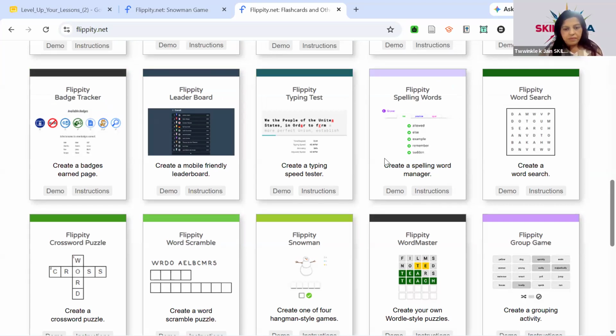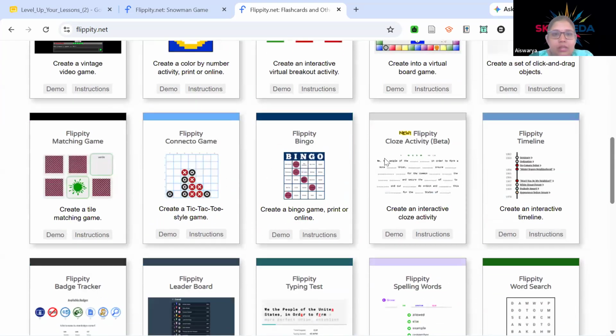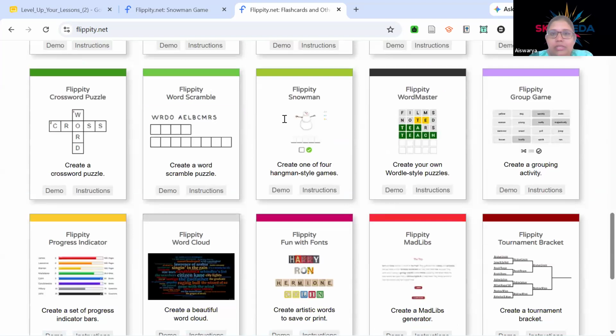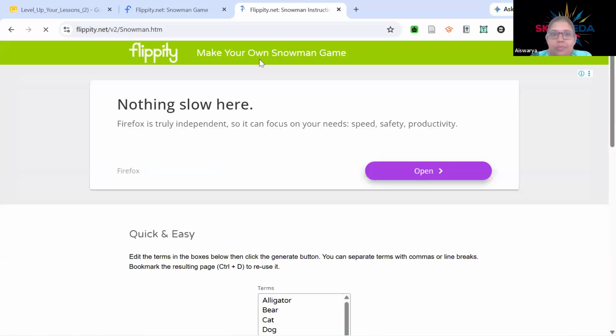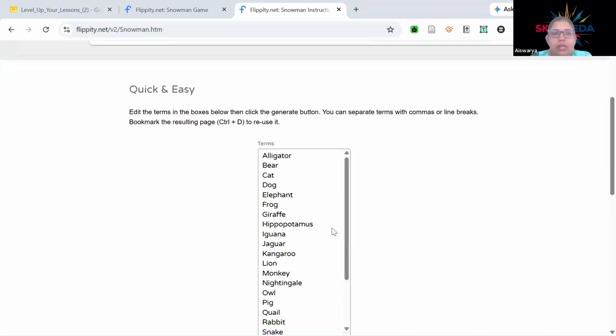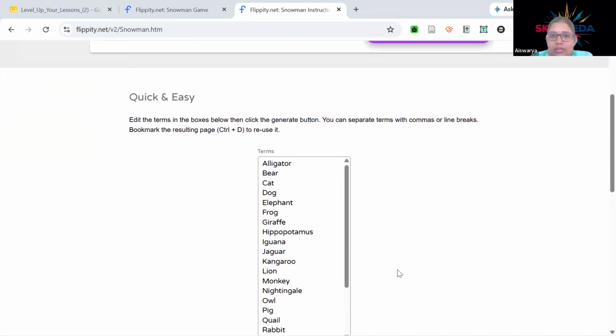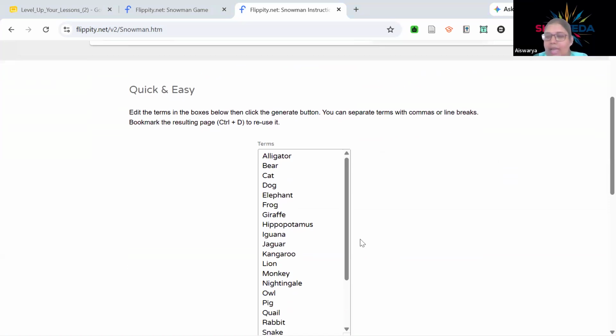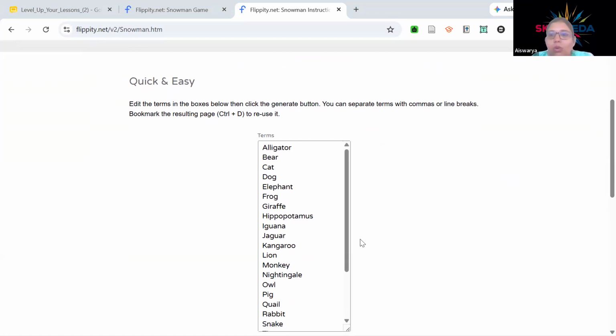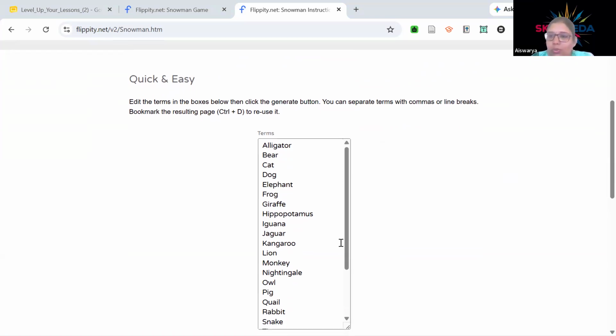So here, the one that I used today was Flippity Snowman. Can you see here? Once you click this instructions page, you'll be taken to a quick, easy way of creating hangman words. Imagine if you're teaching English, science, maths, history, any subject, you will have your own vocabulary for the students to learn. Of course, you will have a lot of dictation words, vocabulary lists, or, if you're teaching pre-primary, you will also have CBC words, all that.